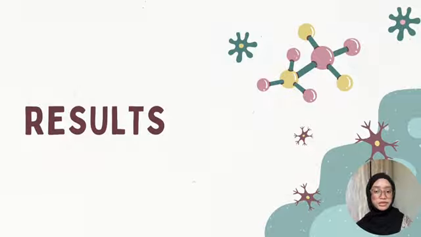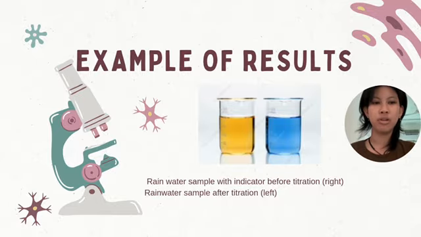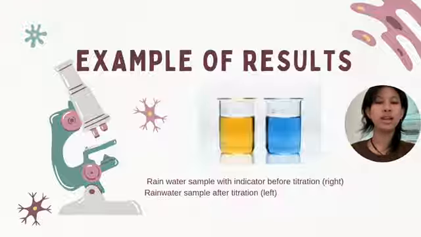Now let's look at the results. This example result visually demonstrates the key outcomes of the titrations. On the right, rainwater samples with indicator before titration display a yellow color. On the left, the same rainwater samples after titration has been completed have reached their equivalence point, and the color change to blue indicates that the acid in the rainwater has been successfully neutralized.